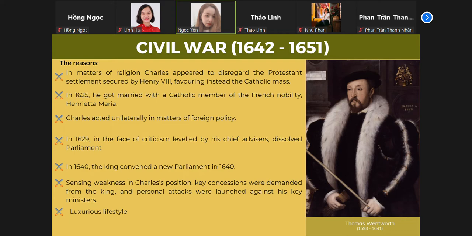They saw that he was weak in his position, so they demanded some key concessions, personal to Charles' followers. For example, Thomas Wentworth, whom you can see on the screen, the Earl of Strafford, was to suffer a death penalty for acts of treason against the Protestant nation.